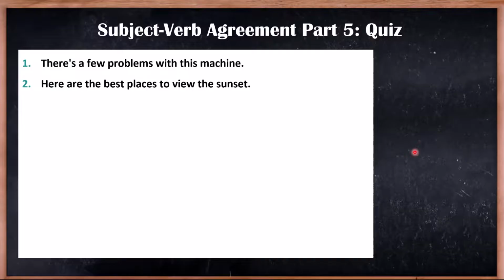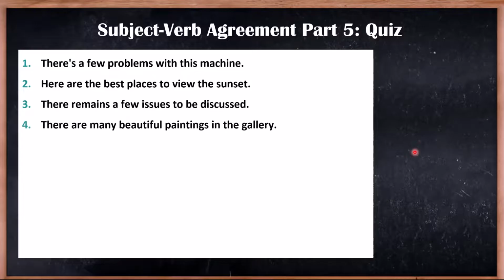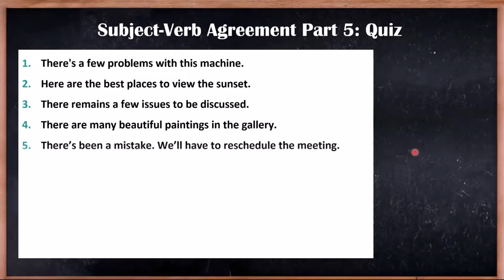Number 2, here are the best places to view the sunset. Number 3, there remains a few issues to be discussed. Number 4, there are many beautiful paintings in the gallery. Number 5, there's been a mistake. We'll have to reschedule the meeting. Number 6, there's a few slices of pizza left.